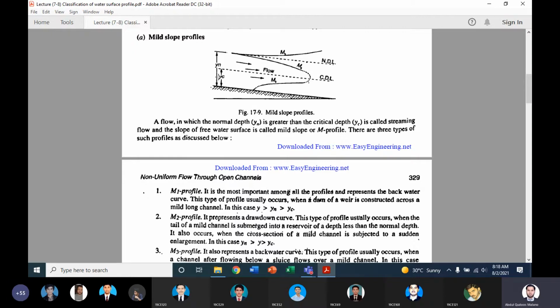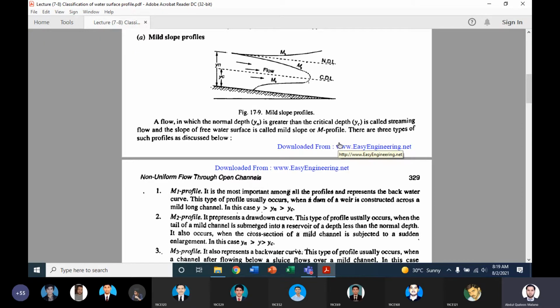ठीक है, जिसमें हम other words में इसको कहते हैं when in the mild slope channel the normal depth will be greater than the critical depth and we will be obtaining the subcritical flow, जो हम previous lecture में पढ़ चुके हैं. ठीक है, so a flow in which the normal depth is greater than the critical depth is called the streaming flow. Streaming flow means subcritical flow, and the slope of the water surface is called the mild slope, or this is the M profile. ठीक है, that means this is the mild slope profile.